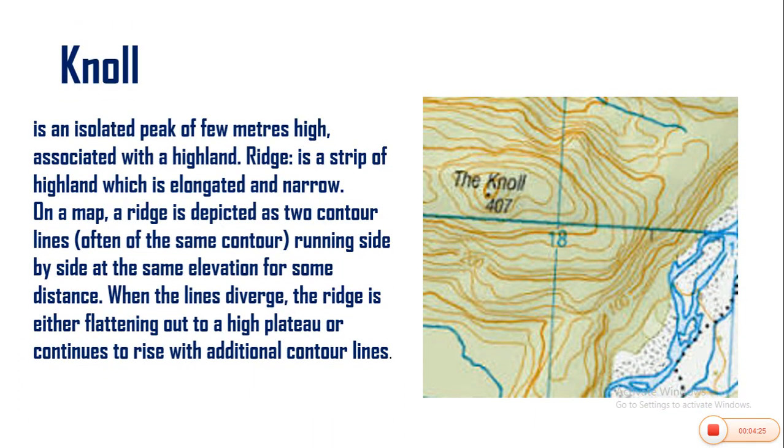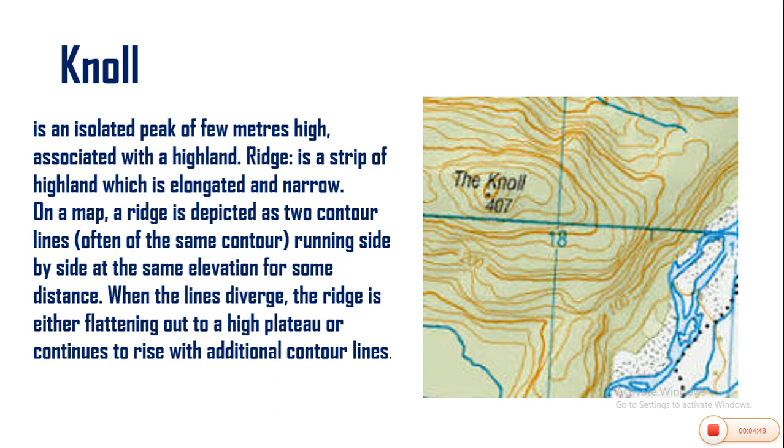Knoll. A knoll is an isolated peak of a few meters high associated with a highland. This is a knoll, and a knoll is associated with a highland. Look at this 407. This is what a knoll looks like, and it's mostly found on highlands. It looks similar to a ridge, but it's not a ridge.